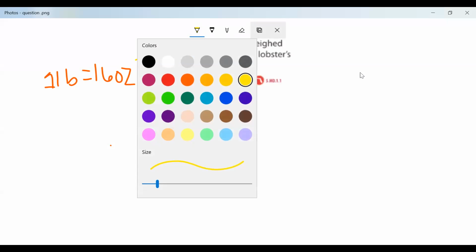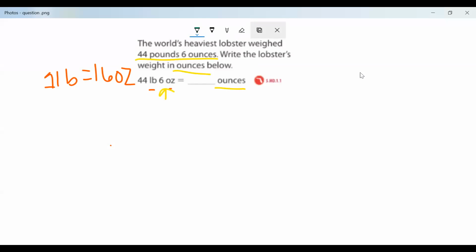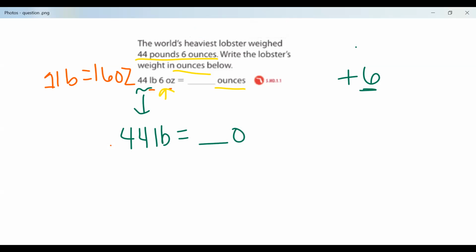So I'm going to take another pen color over here. I know that I'm going to have to add 6 to however many ounces this 44 turns out to be, because this is still the amount of ounces that I have. So now I have to determine how many ounces are in 44 pounds. I'm going to set it up like we did our other one: 44 pounds equals how many ounces?